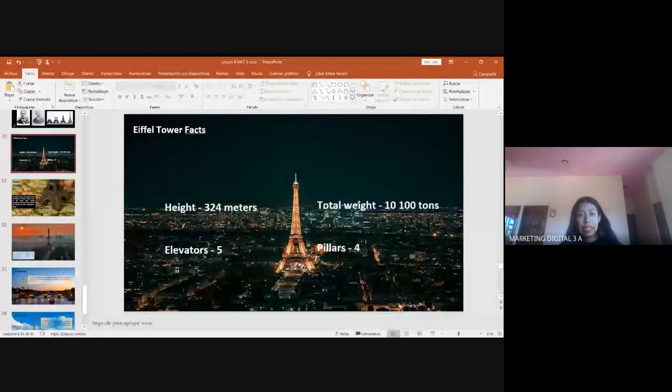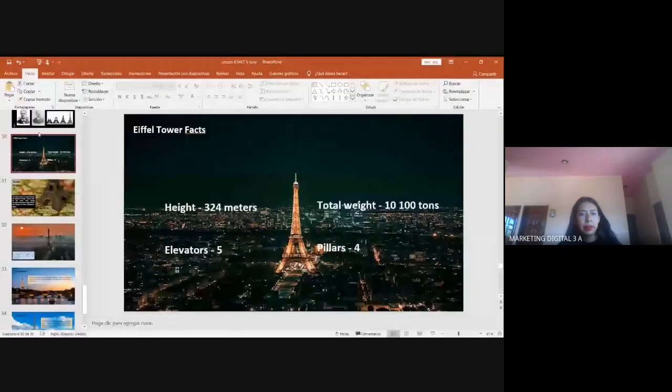How high the Eiffel Tower is? Ocho, no. According to Emma's presentation, if you're searching on the web, you're going to have different information. So let's take into account Emma's presentation to have the same information. 324 meters. Yes, good.